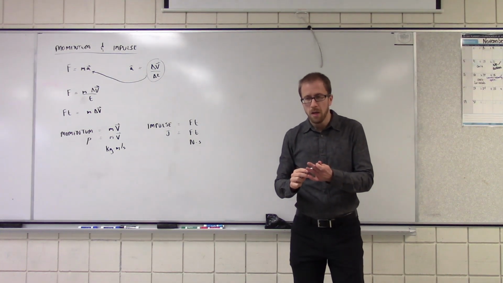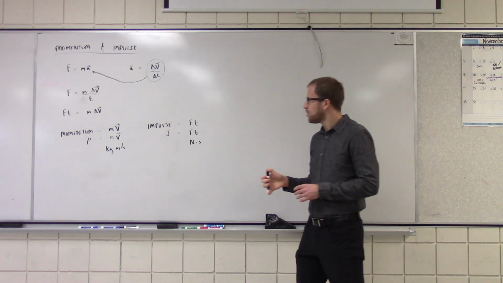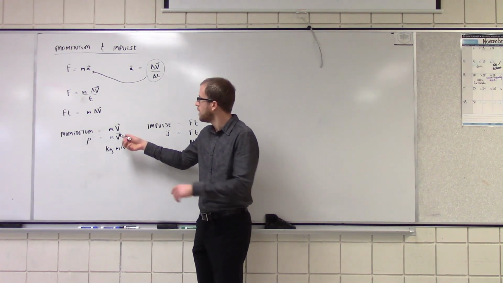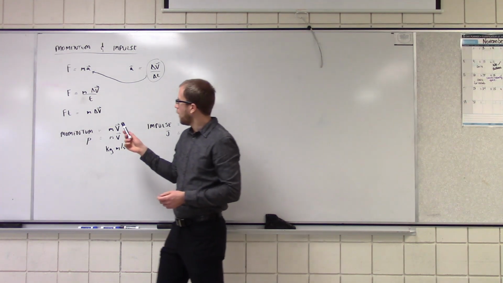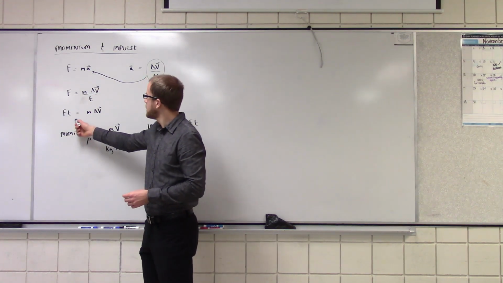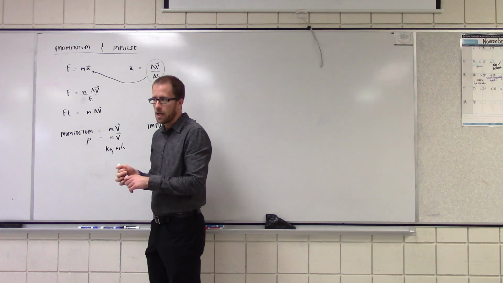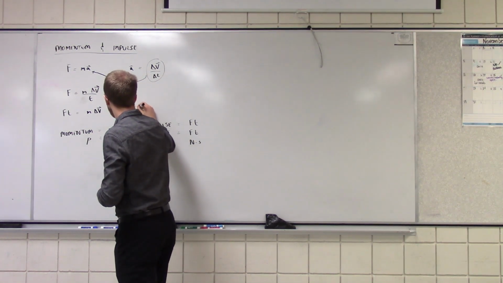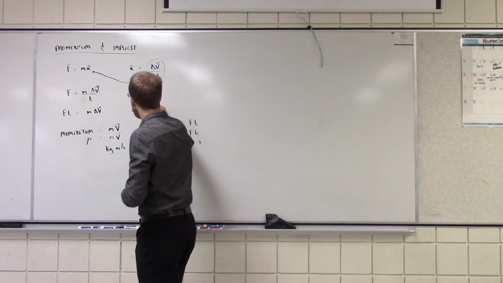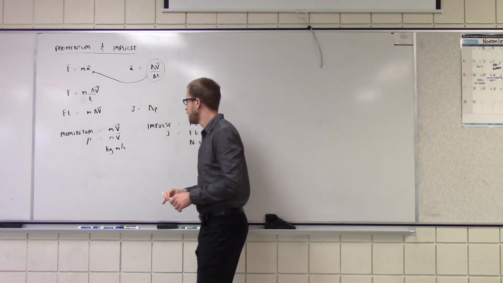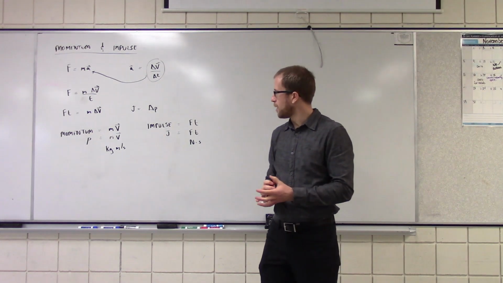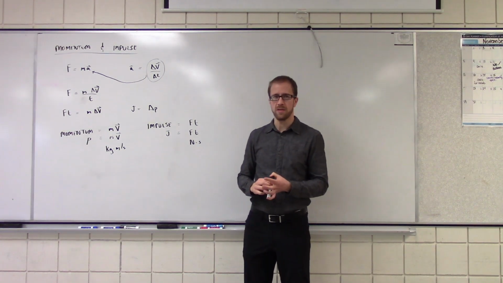All right, so that is your equation for impulse. That is your equation for momentum. Keep in mind, though, when we're talking about impulse and momentum, your impulse, J, is going to be equal to your change in momentum. All of this will become a lot more clear as we do some examples.